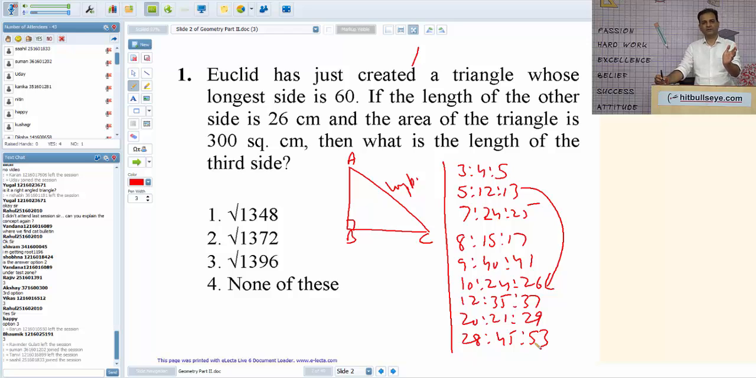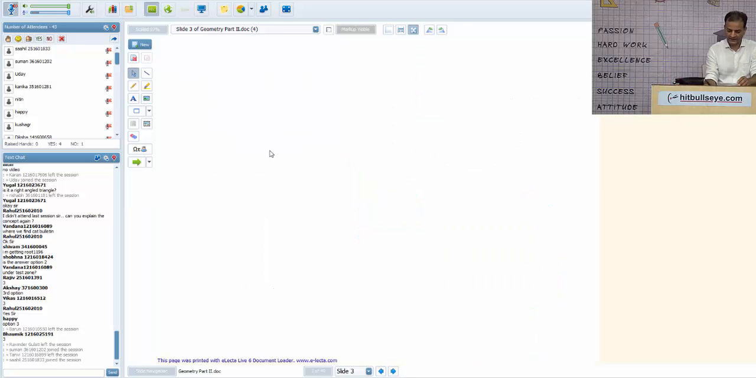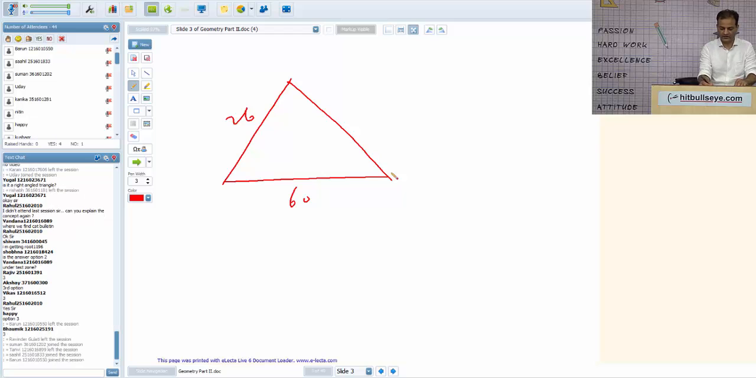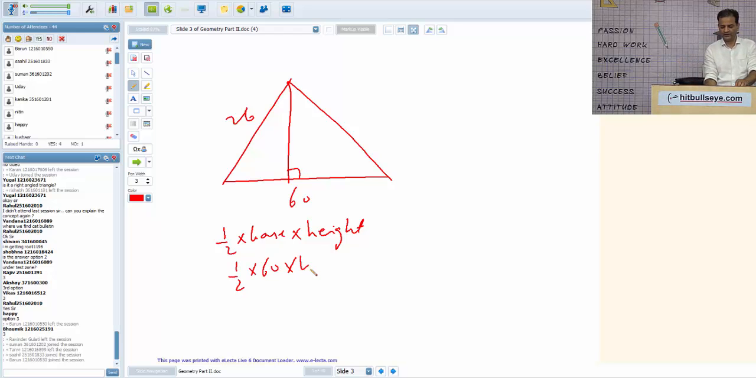And you can see all these triplets in the case of ratio also. Like now in this question, the longest side is given as 60. I can take this side as 60, friends. Now I am solving. Can I make 26 the hypotenuse? This is 60 and this is the third side. Now what is the area given? Area is given as 300. Half into base into height is the area. Draw a perpendicular from this vertex. Now base is 60, half into 60 into height is the area which is given as 300. So from here you can find height, which is 10.